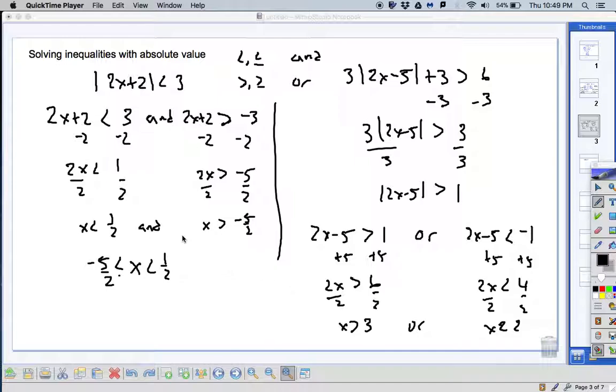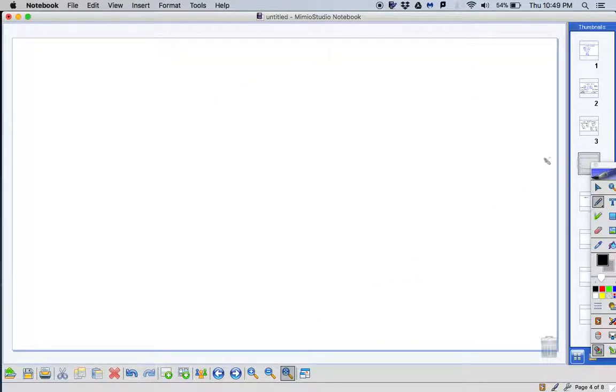So this is the case for absolute value when you have a positive number. But what if it's negative? Well, let's look at that case. So let's open up a new scratchpad here for me. Let's say that we do have negatives. Well, let's try one. So we got the absolute value of 2x plus 3 is less than negative 4.